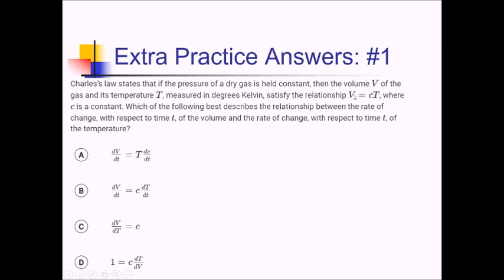So derivative of volume, that's going to be dV over dt. And derivative of the right half of the equation, since c is a constant, it's going to be c times, now we have to take the derivative of T with respect to time. So that's going to be d big T over dt. And there really isn't anything else to do on this problem except pick this out of the answer choices. So that's going to be choice B.